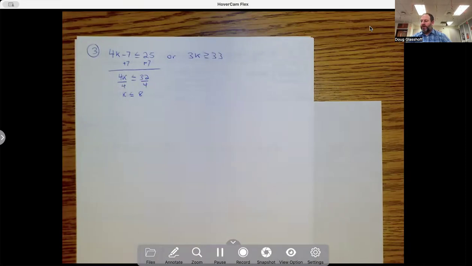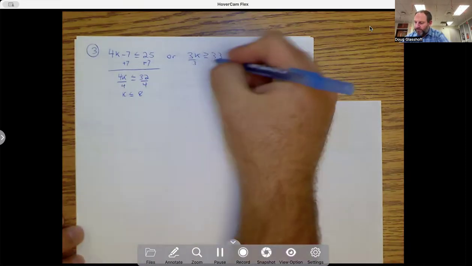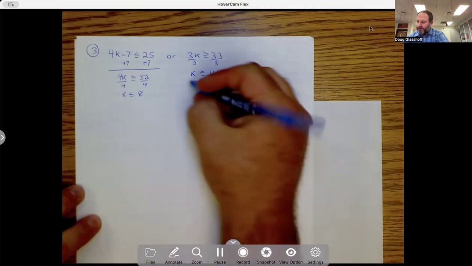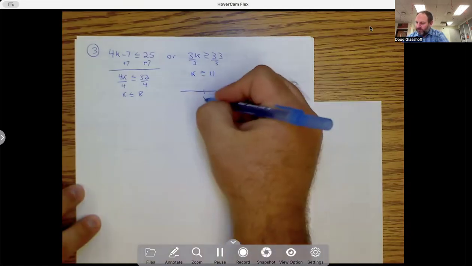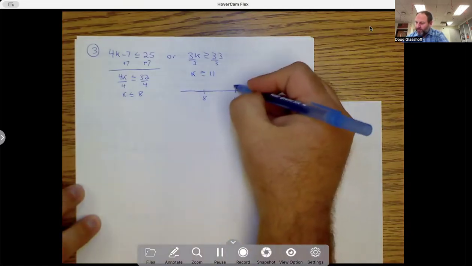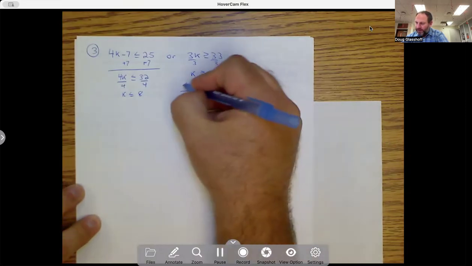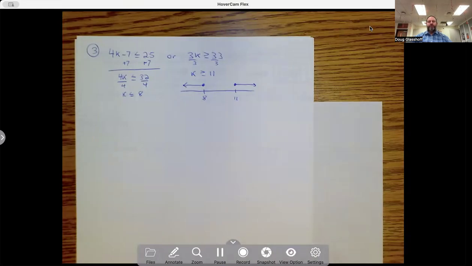Okay. On this one, I'm going to divide both sides by 3. So I get k is greater than or equal to 11. So less than or equal to 8, greater than or equal to 11. We're going to have filled in circles on both sides, going away from each other.